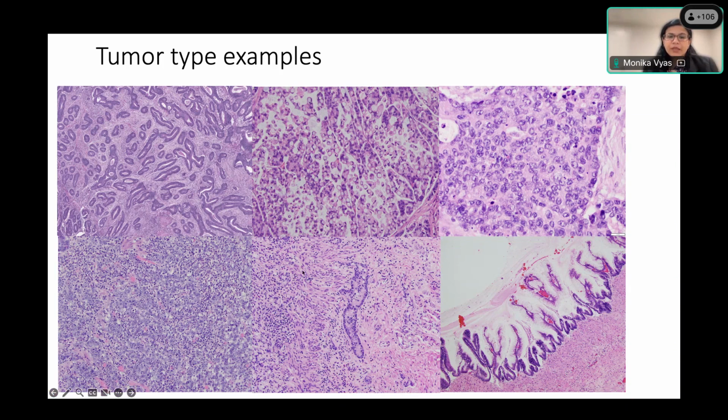And then here we have an example of a goblet cell adenocarcinoma, where you see this nice tubular morphology in the center, right here. And then also seen are smaller clusters and single cells. I'm not sure if we can appreciate, but you have singly scattered signet-like cells also. So this is a goblet cell adenocarcinoma of the appendix.